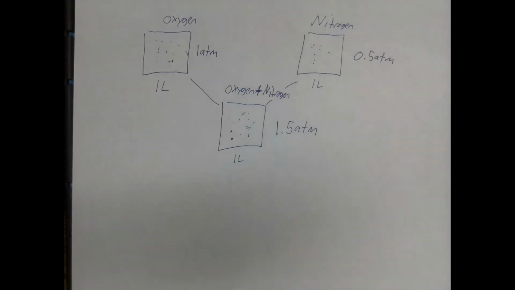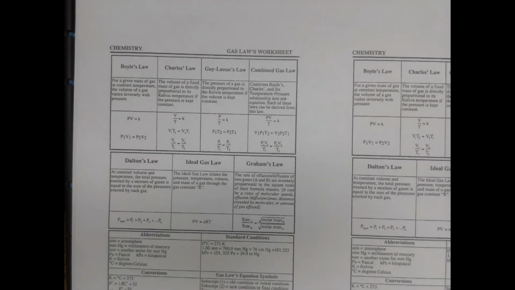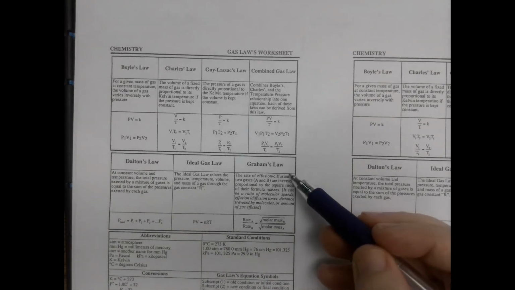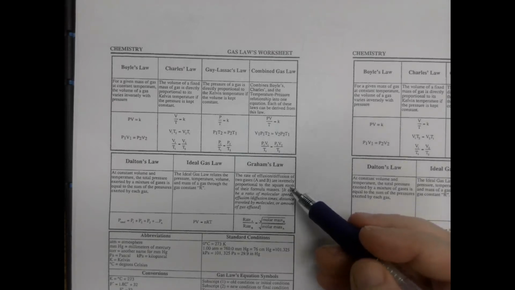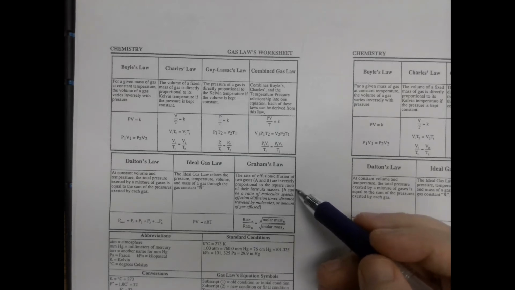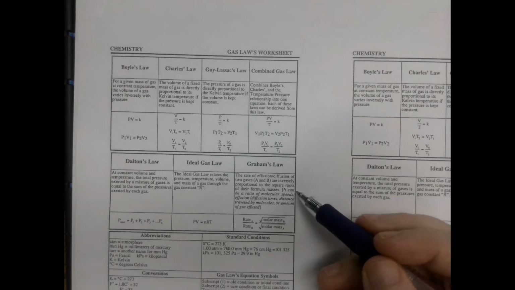Alright. Let's go over Graham's law. So Graham's law says the rate of effusion and diffusion of two gases, A and B, are inversely proportional to the square roots of their formula masses, meaning their atomic mass or molecular mass. It can be a ratio of molecular speeds of effusion divided by diffusion times distance traveled by molecules or amount of gas diffused.